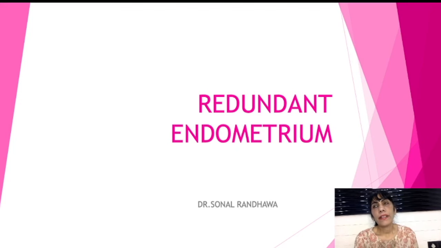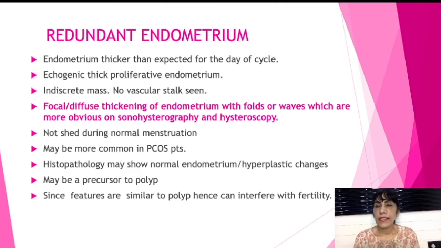We are all aware that the thickness of the endometrium varies with the menstrual cycle, and there is great importance of endometrial thickness in cases of infertility. So it becomes very important for us to know about the abnormalities of the endometrium. Now, when we say that the endometrium is thick, what do we mean? We mean that the endometrium is thick relative to what we are expecting at that stage of the menstrual cycle.